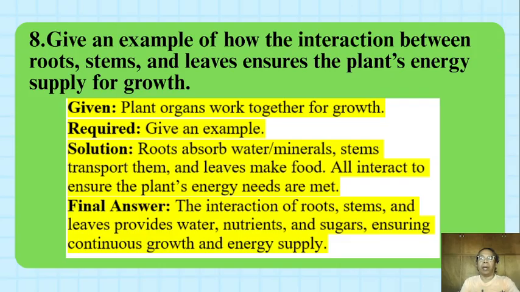Roots absorb water and minerals. Stems transport them. And leaves make food. All interact to ensure the plant's energy needs are met. Final answer: the interaction of roots, stems, and leaves provides water, nutrients, and sugars, ensuring continuous growth and energy supply.